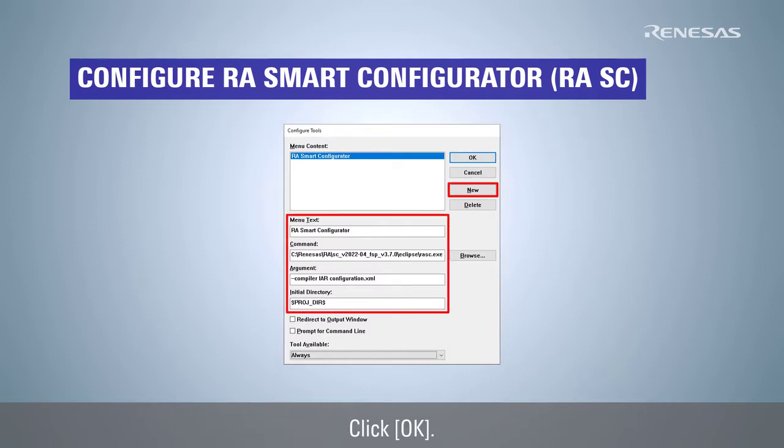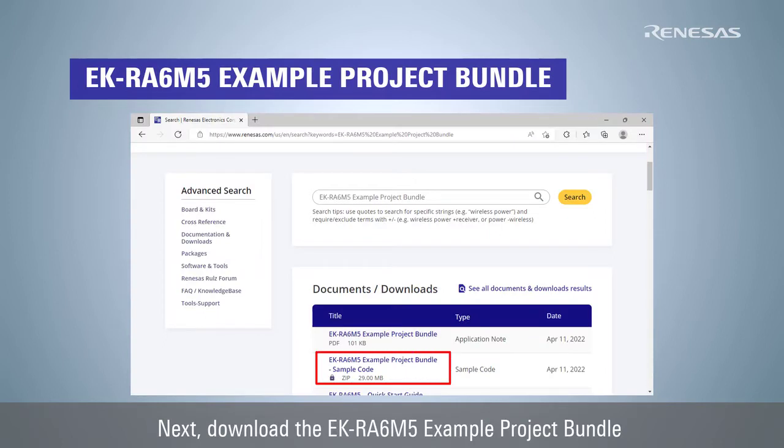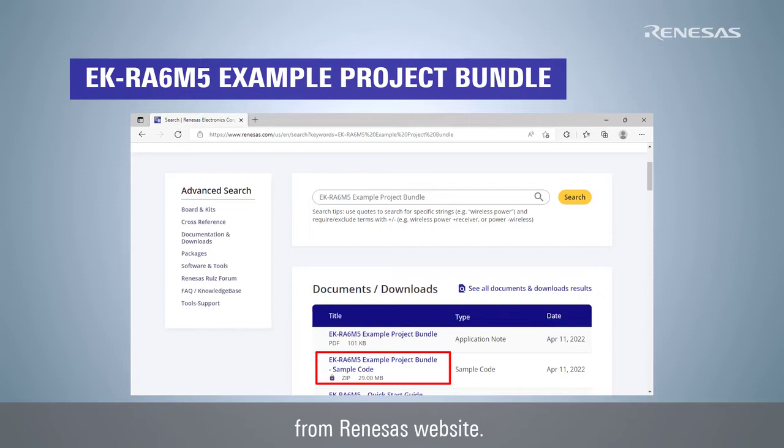Click OK. Next, download the EK-RA6M5 example project bundle from the Renesas website. This file contains the flat and TrustZone sample projects that will be used for demonstration.